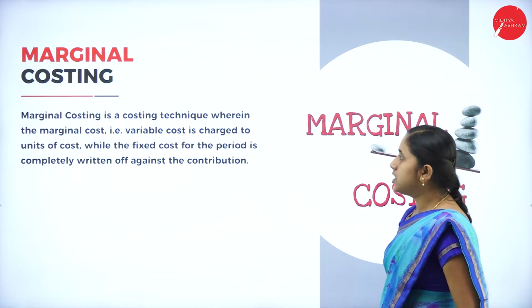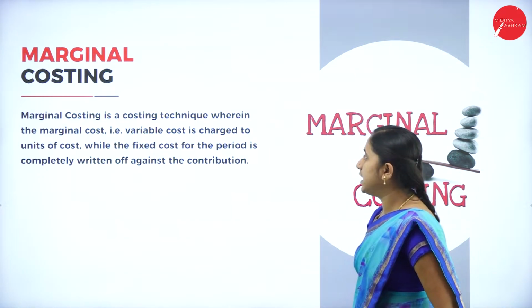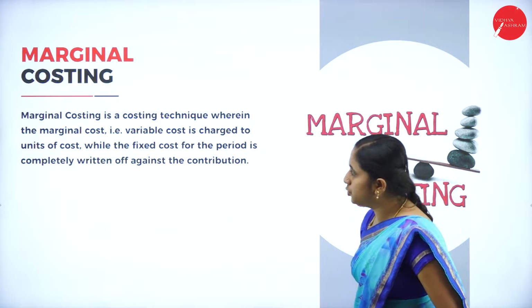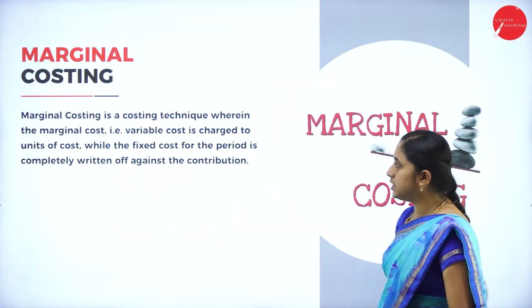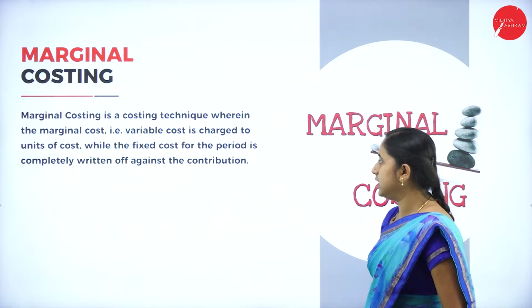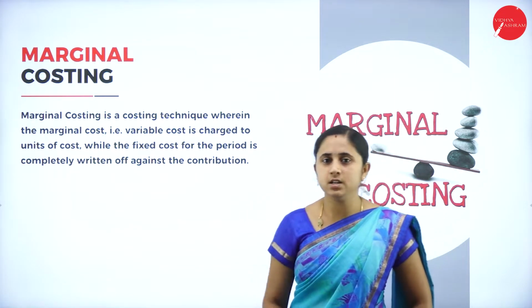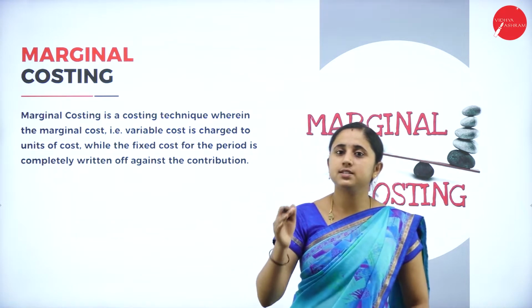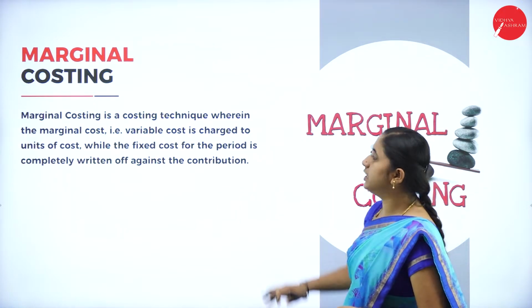So marginal costing is the costing technique wherein the marginal cost, that is variable cost, is charged to units of cost, while the fixed cost for the period is completely written off against the contribution. Here we have variable cost and fixed cost. Fixed cost is fixed for a period. Variable cost changes depending on the situation.